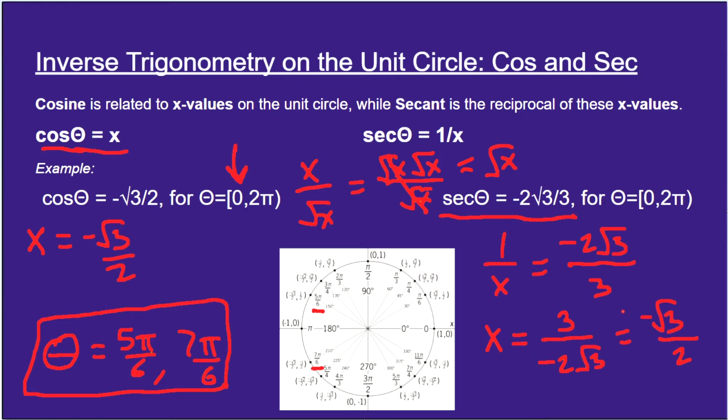So when does x equal the negative square root of 3? Well, we just did that earlier. It equals it at 5 pi over 6 and 7 pi over 6. So the solution for this example is the same as the solution for this example.